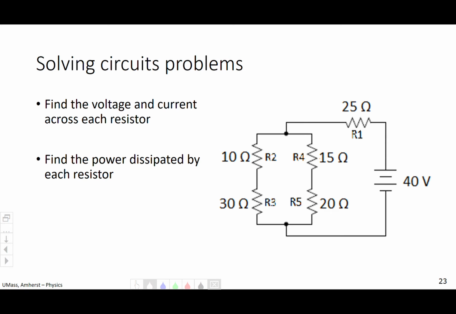Okay, welcome everybody. So if you haven't watched the first circuits video introducing the topics of circuits, types of circuits, and parallel and series resistors, you should go and watch that first, because this is an example of a very complicated, or at least the most complicated type of circuits problem that you're likely to see on the AP exam. So I'm going to walk you through this one.